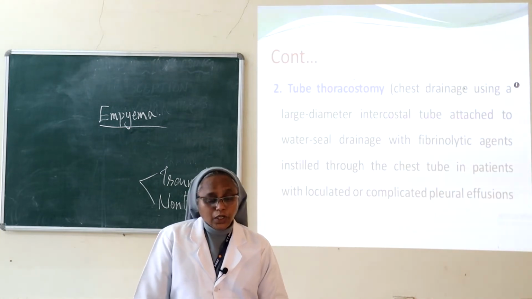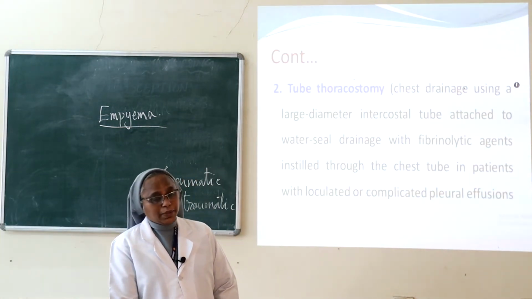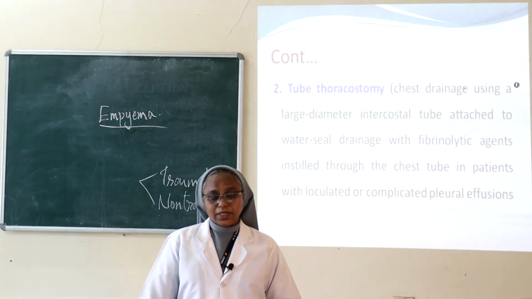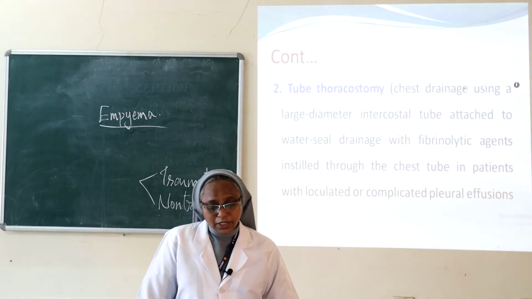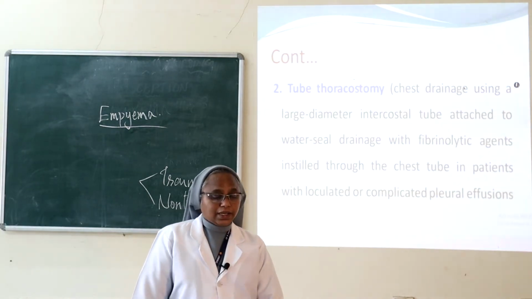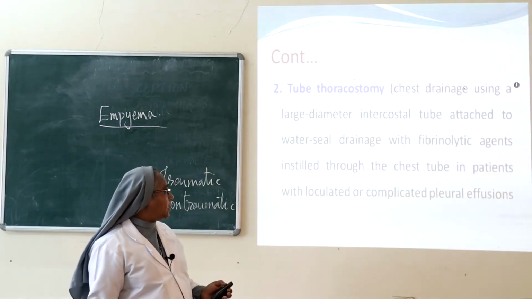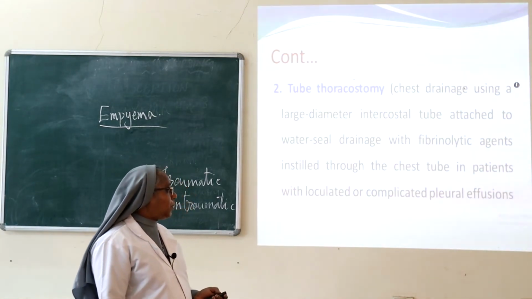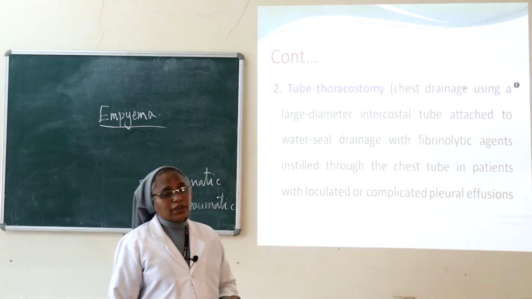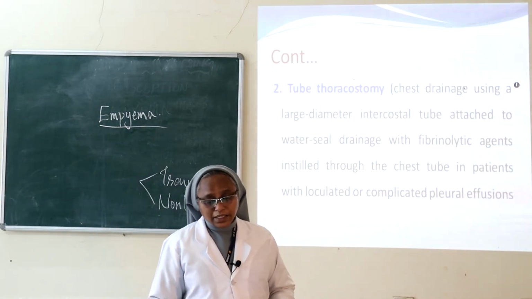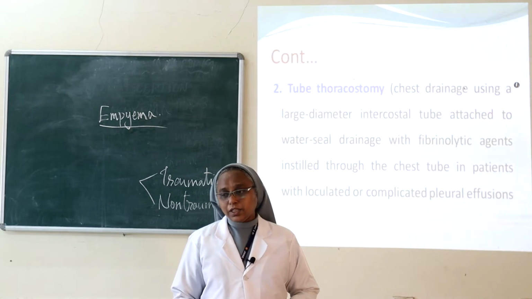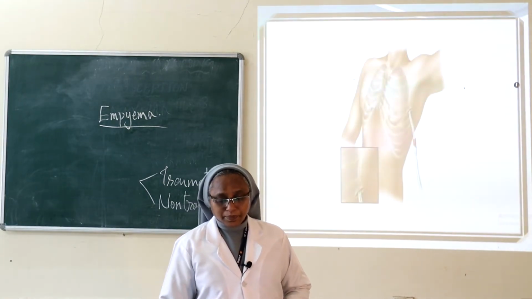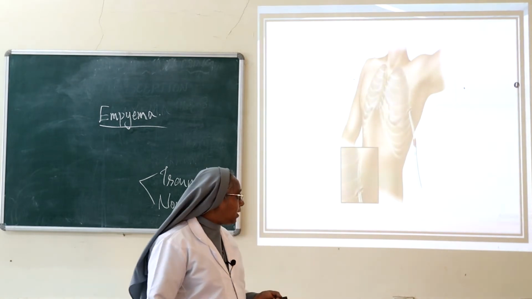Then the second one is tube thoracostomy. That means water seal drainage, intercostal drainage, chest drainage using a large diameter intercostal tube attached to water seal drainage, with fibrinolytic agents instilled through the chest tube in patients with loculated or complicated pleural effusions. Along with the water seal drainage, we will be adding fibrinolytic agents to decrease the purulent discharges. This is the intercostal drainage.